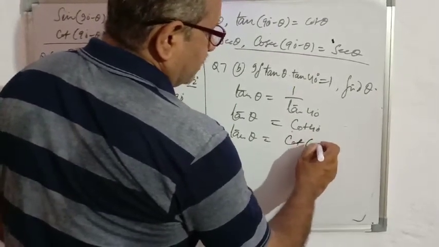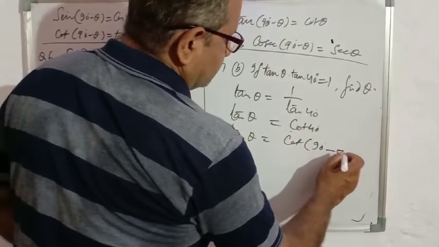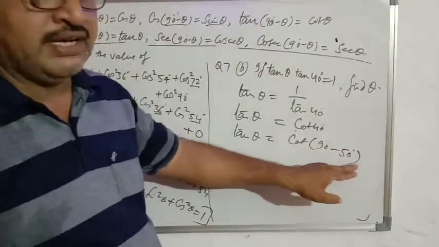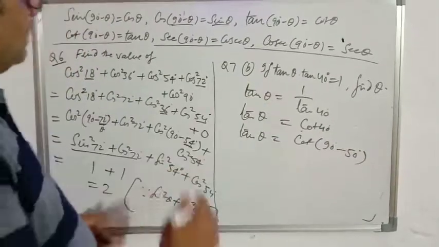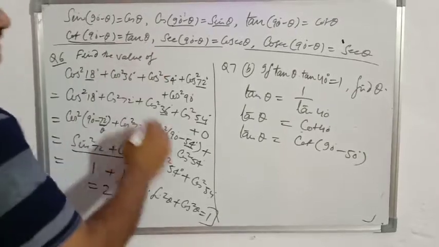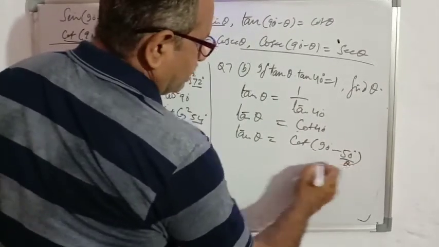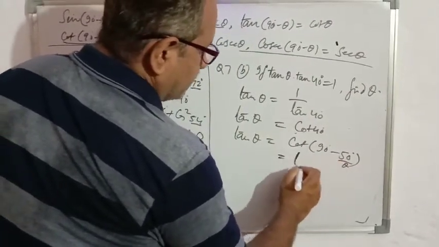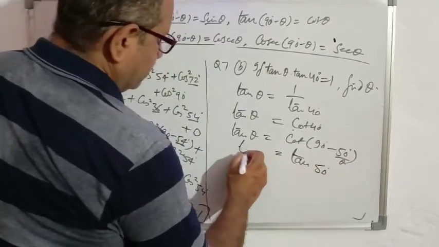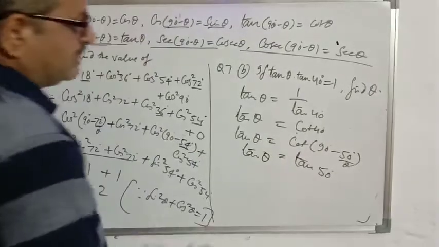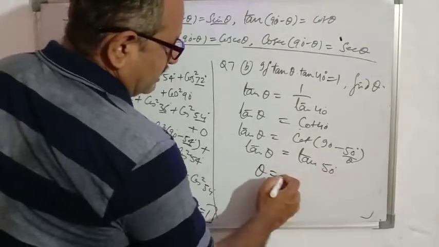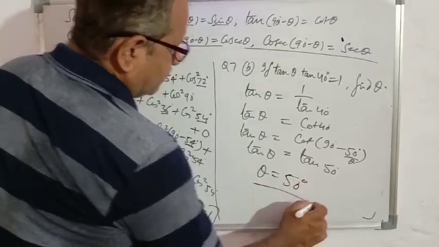Cot 40 degree. We can write 90 minus 50. In place of 40, we will write 90 minus 50. And cot 90 minus theta, see here, cot 90 minus theta is tan theta. So theta is 50 degree. So cot 90 minus theta is tan theta, tan 50 degree. Tan theta is equal to tan 50. So what will be theta? On comparing, theta is 50 degree.